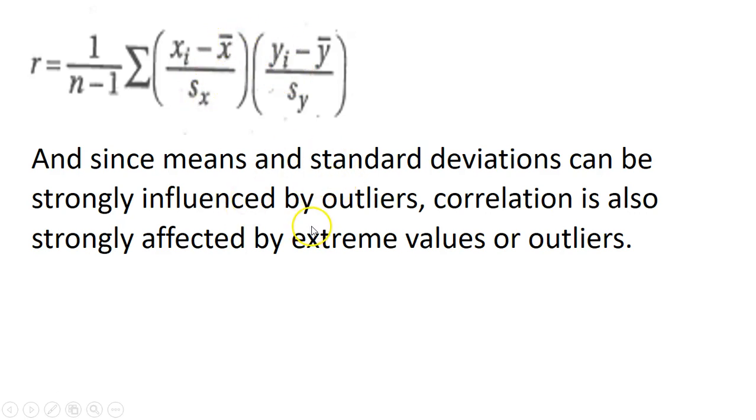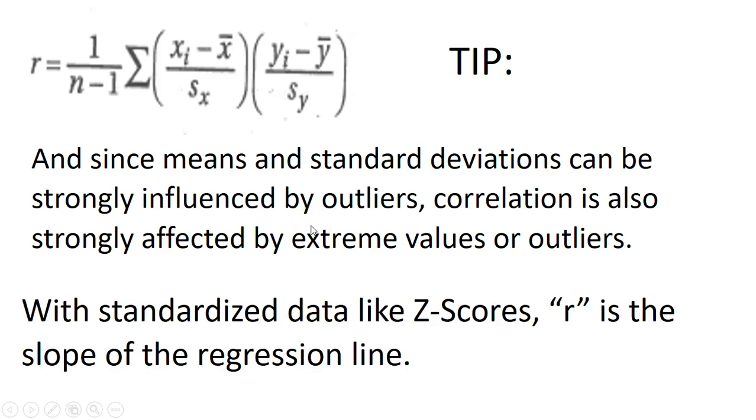It will affect our correlation. So here's a tip. With standardized data like z-scores, R is the slope of the regression line. Once you standardize those things with standardized data like z-scores, R is the slope of that regression line that you're going to find.